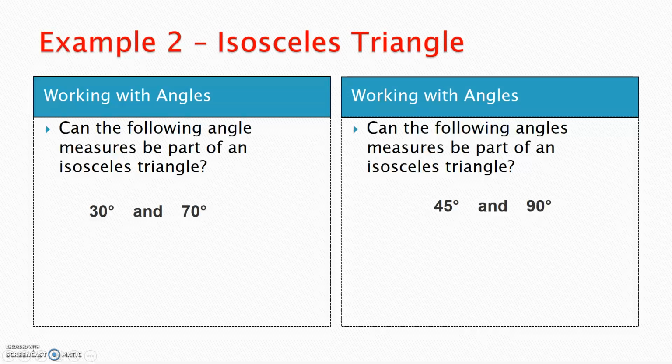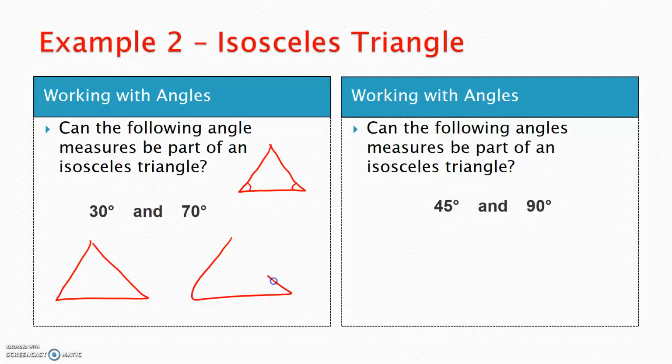All right. So here we have the following. It says, working with angles, can the following angle measures be part of an isosceles triangle? Remember, isosceles means that my two bottom angles are congruent, right? So I have to have two of the same plus a different angle. And in total, always, in order for it to be a triangle, it has to add up to 180. So I have two situations that can happen, okay? So here are my two situations.